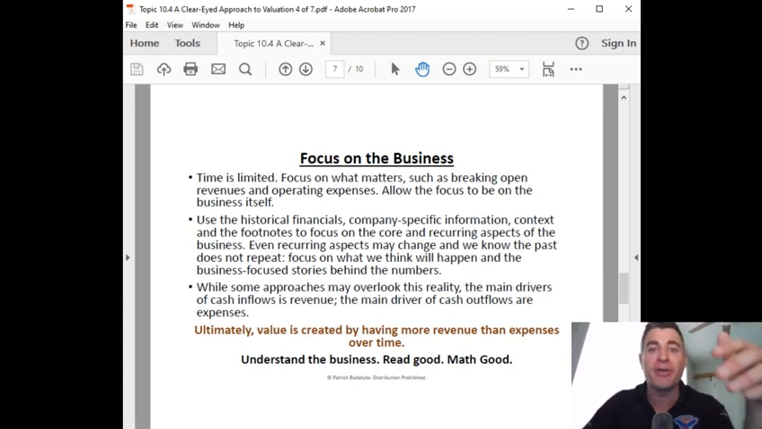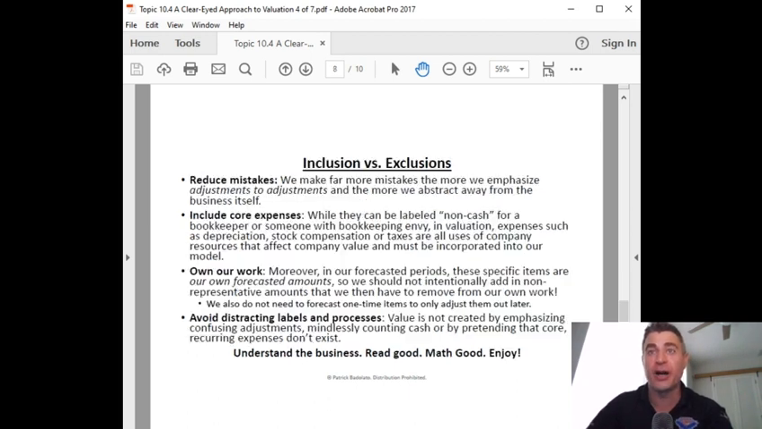I understand the business. Read good, read the footnotes, math good. Just a couple of comments I make there that relate to my financial statement analysis class. If I can offer commentary, the main thing is that there's good information out there. Seek it, use it, focus on the core business. Don't get distracted by acronyms and adjustments to adjustments and intentionally inaccessible processes, which are very common.